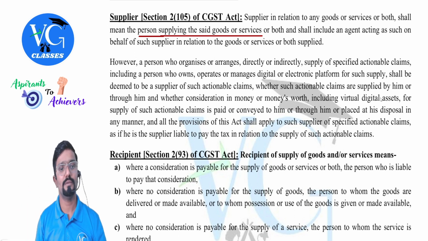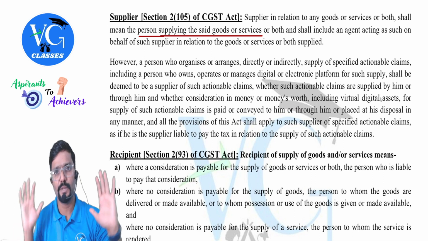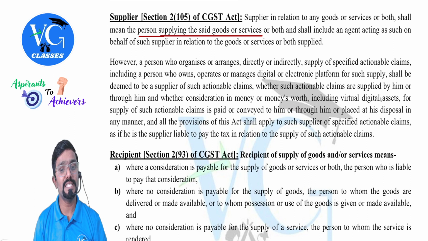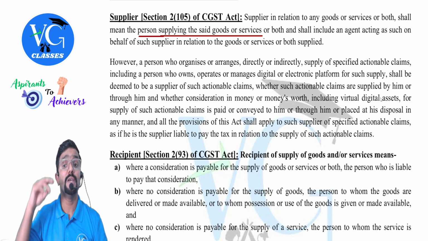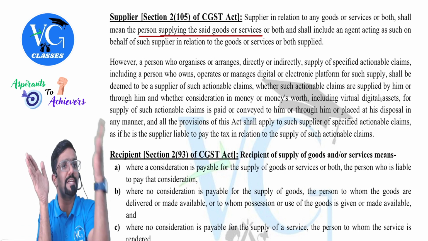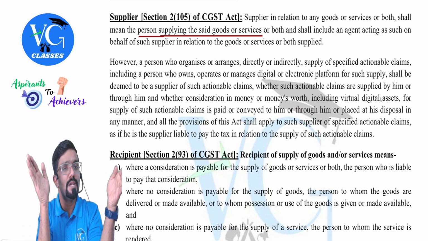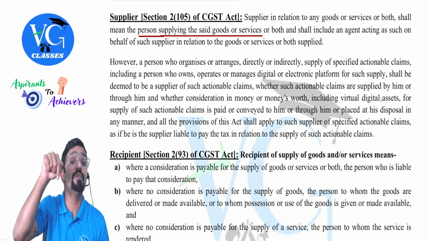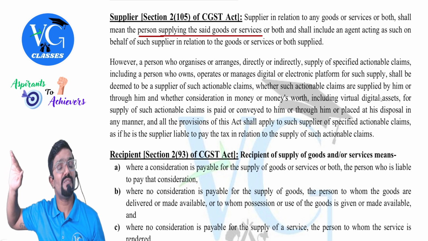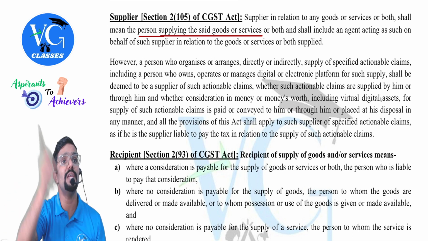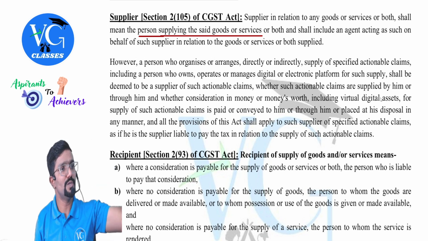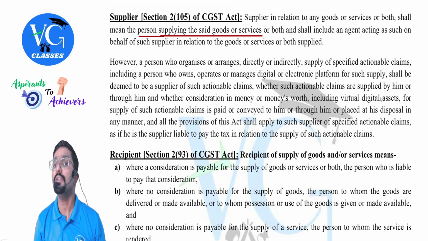However, these three lines are most important, guys. Now they have given, however, a person who organizes or arranges directly or indirectly supply of what? Specified actionable claim. Is specified actionable claim a part of actionable claim? Yes. Is specified actionable claim covered in Schedule 3? No, it is excluded from Schedule 3. That means on specified actionable claim, is GST applicable? Yes. What about other actionable claims, sir? It is part of Schedule 3. No GST on it.